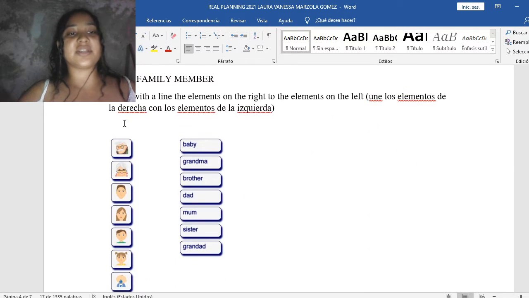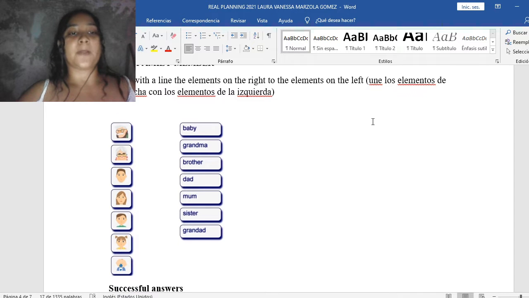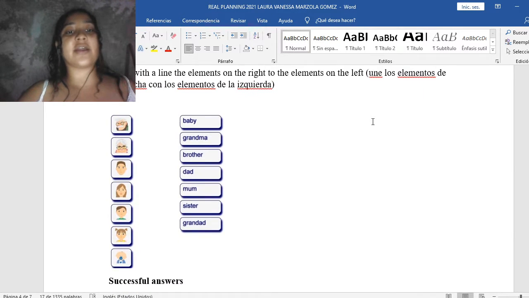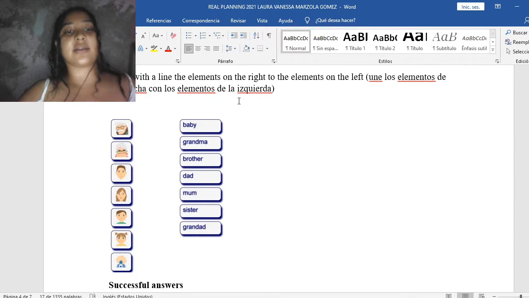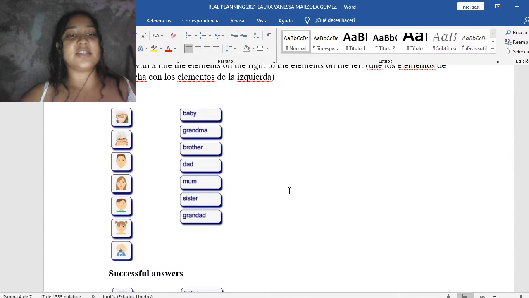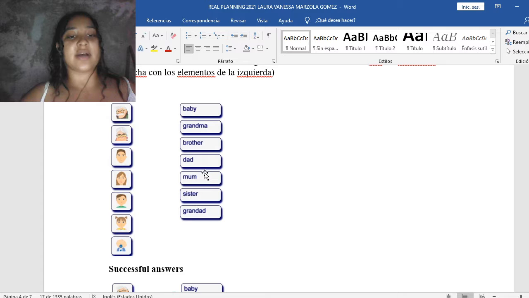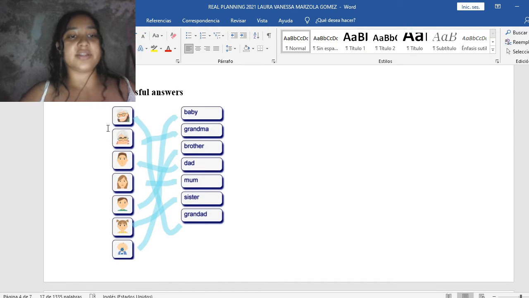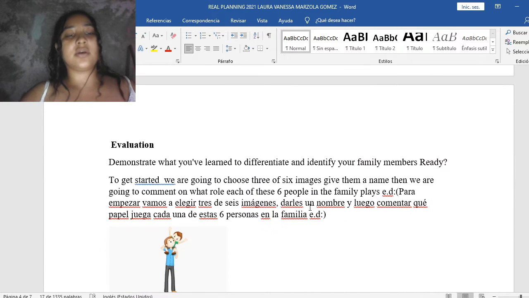And this is the activity about the family members. Unite the elements on the right with the elements on the left. Une los elementos de la derecha con los elementos de la izquierda. In this: baby, grandma, brother, dad, mom, sister, granddad. And this is the picture that the student looks at. And this is the successful answer, a connection with a line.